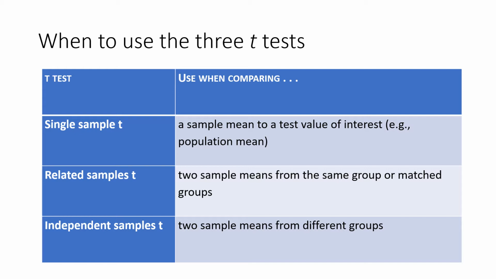In a related samples t-test, you have 2 sample means, and those 2 sample means come from the same group of people or 2 matched groups. And we talked about that in the last chapter. And now in this chapter, we'll talk about the independent t, and it's when you compare 2 sample means to each other, and those 2 sample means come from different groups, and those different groups are not matched in any way.